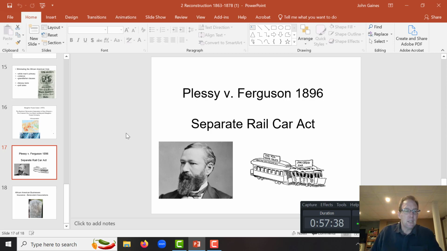So a couple of years later, we have another really important court case that's going to have a huge impact. This is Plessy versus Ferguson. The United States Supreme Court is going to hand down this decision in 1896. This one's kind of a weird one also because the rail owners are actually not really in support of this law, for a logical reason.